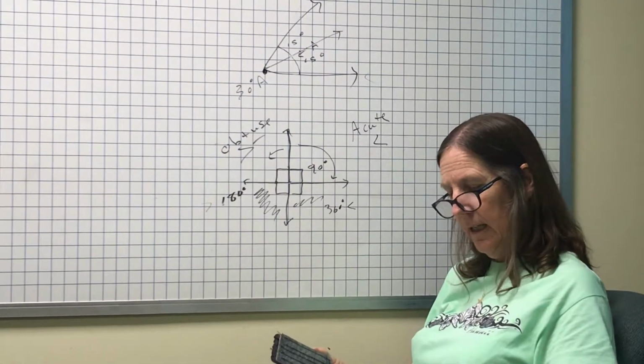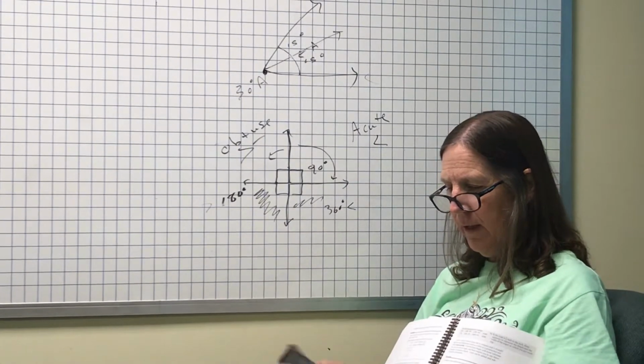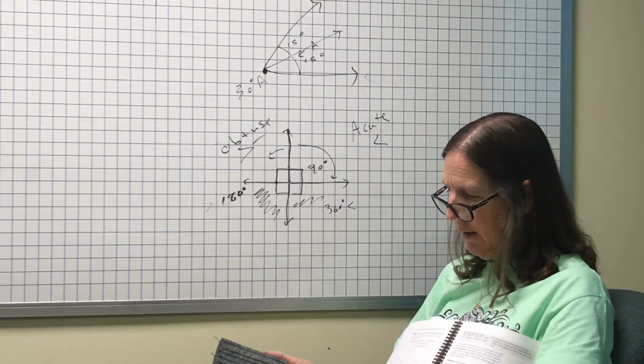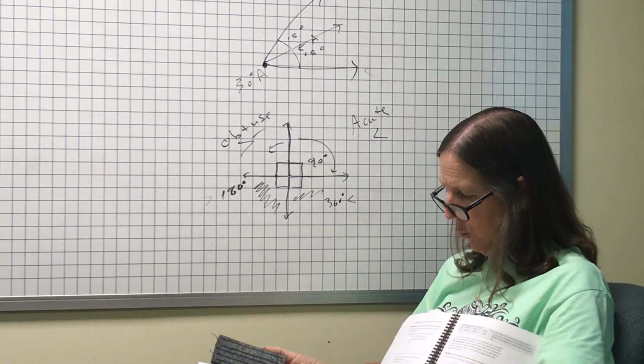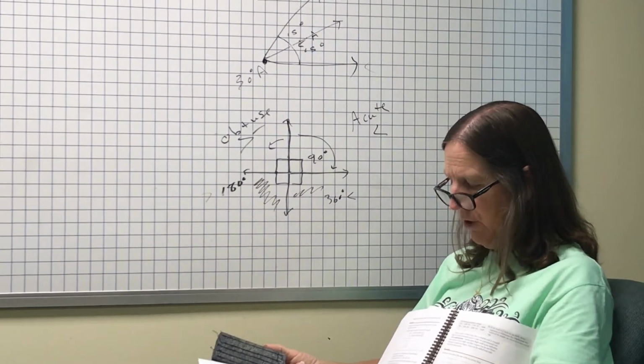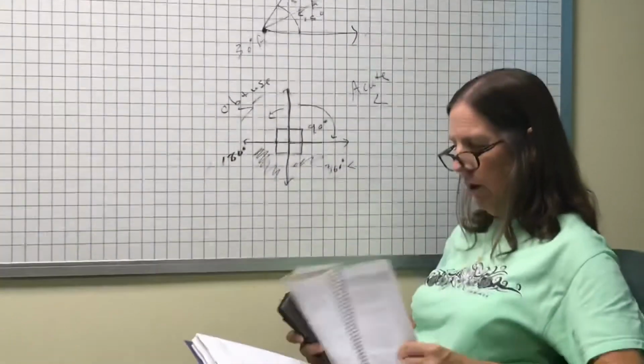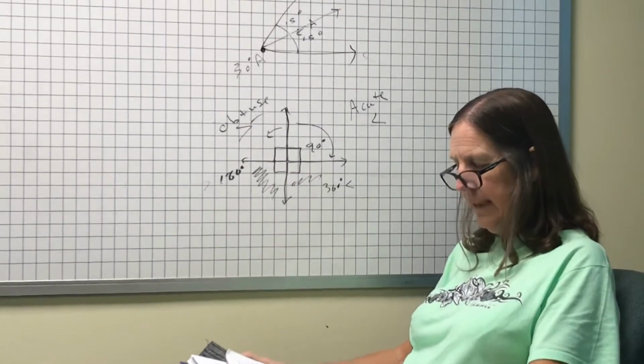Let's see if they do 1.7 this week or if it is next week. Week 1 went through 1.5. We don't start 1.7 until next week. So we have covered all of 1.1 through 1.6.